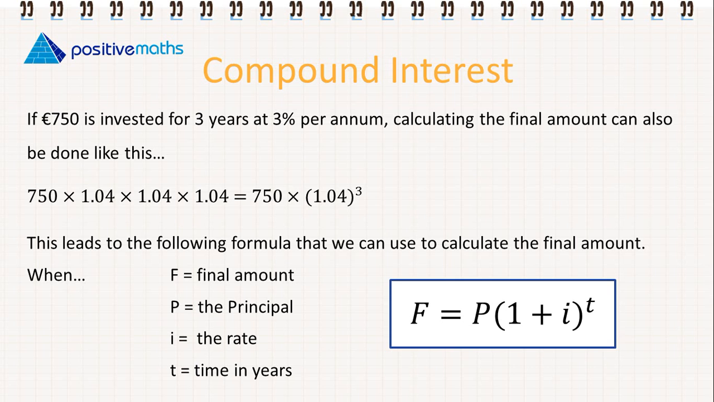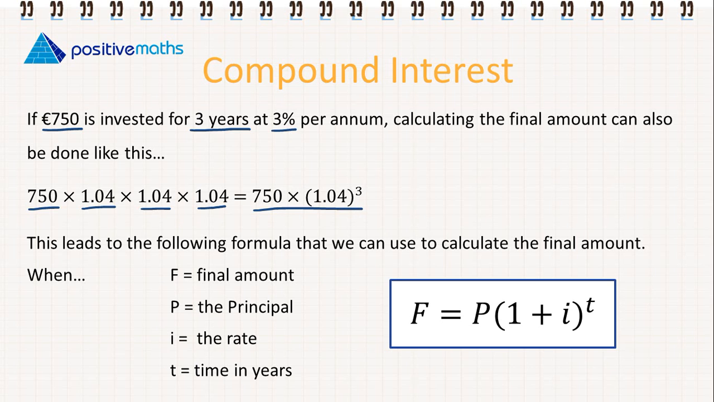So if €750 is invested for 3 years at 3% per annum, calculating the final amount can also be done like this: 750 multiplied by 1.04 by 1.04 by 1.04. This is the same as 750 multiplied by 1.04 to the power of 3.